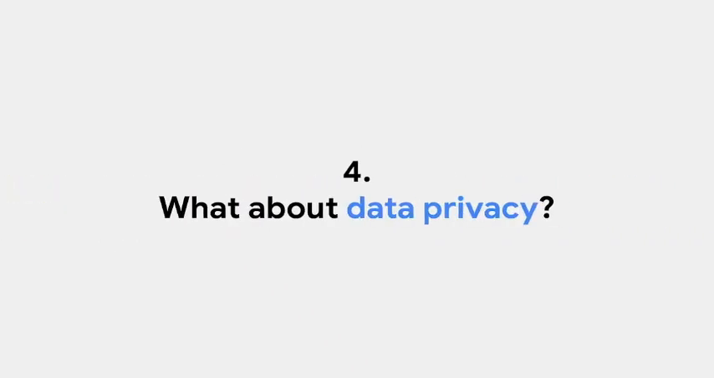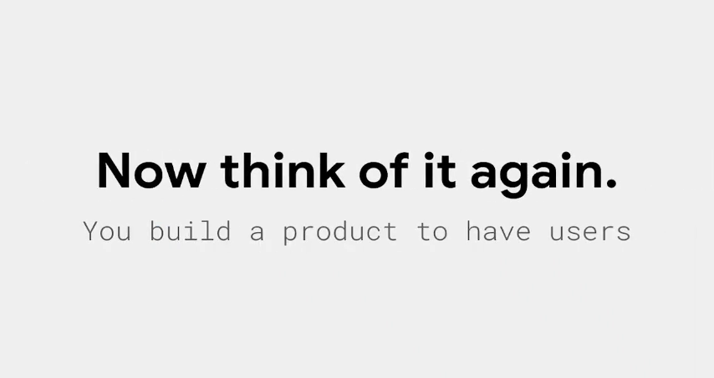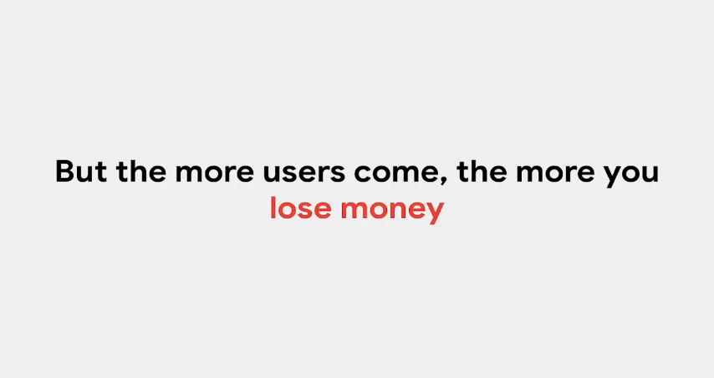And four, what about data privacy? We are dealing with individuals' health, very sensitive data, their health information, and they are just shared to third parties like that. Is it supposed to be done like this? So those are the points of concern that should actually be observed as far as API is concerned, and try to think of it again. You build a product to have users, but the more users come, the more you lose money. That really sounds counterintuitive. That doesn't sound really normal, and that's just how it is.